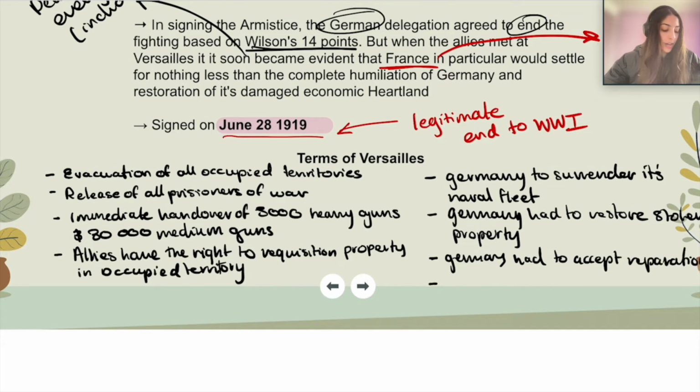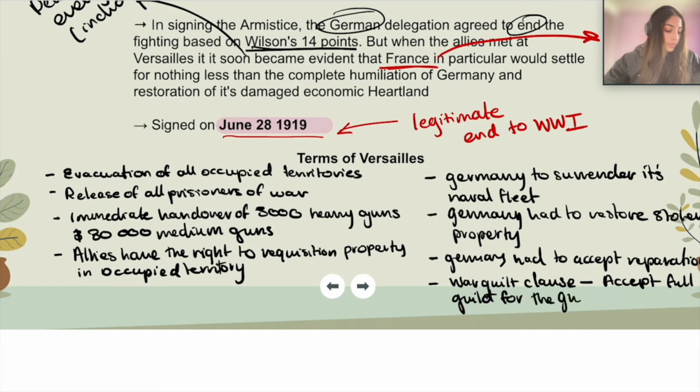And then finally, there was the war guilt clause, where Germany had to accept full guilt for the Great War, which is just World War I.